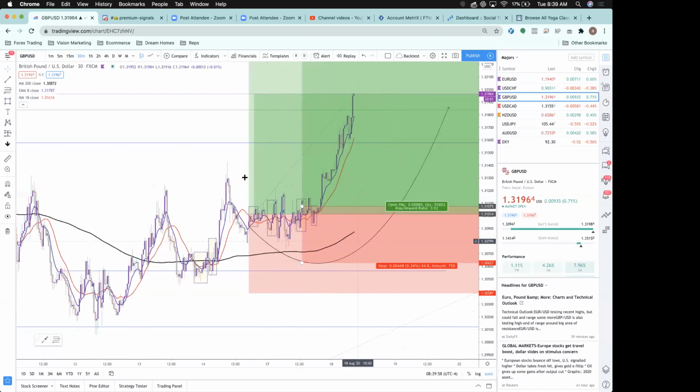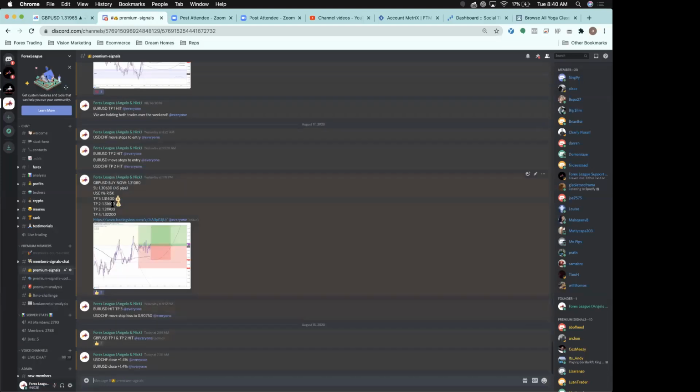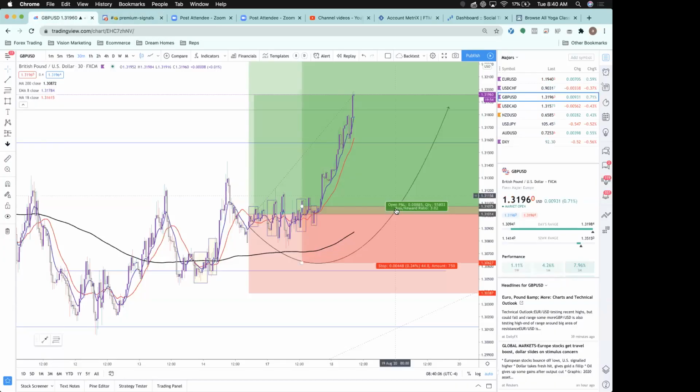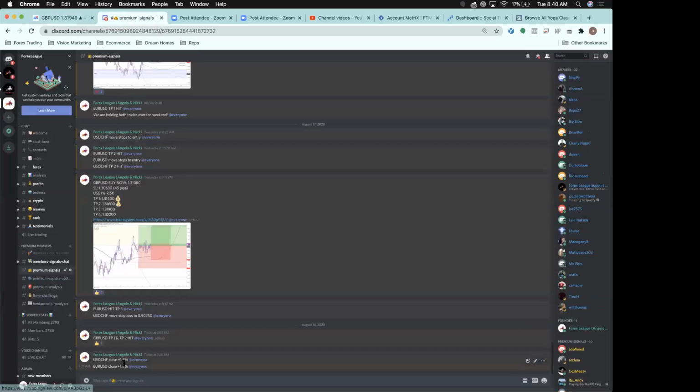For the signals, we got in at 1.31080. So that was right around here. 1.3080. What are we at now? 1.31950. Boom. So GBP/USD, TP3 hit.